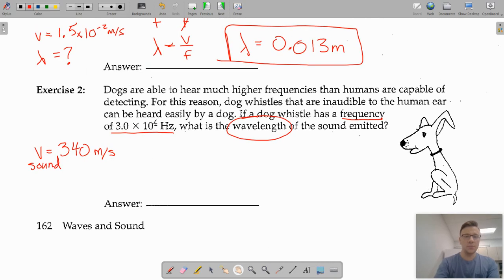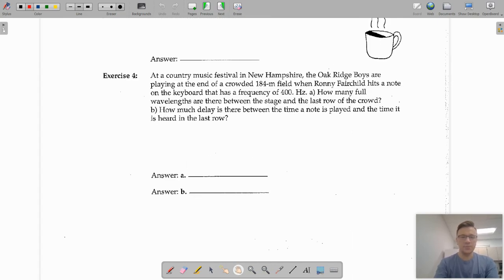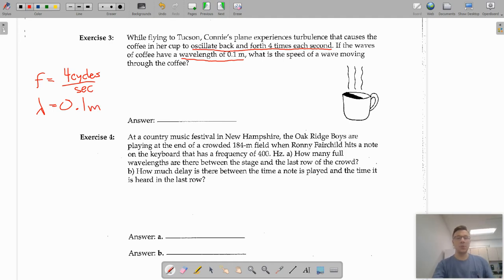Moving on to the next page here. Example 3. This says that she's on a plane and the turbulence causes her coffee cup to oscillate back and forth 4 times each second. So that right there is going to be your frequency. It's 4 oscillations per second, or 4 cycles per second. If the waves of coffee have a wavelength of 0.1 meters, what is the speed? So you have the wavelength, you have the frequency. You'll solve for the wave speed. I'll let you guys do that.